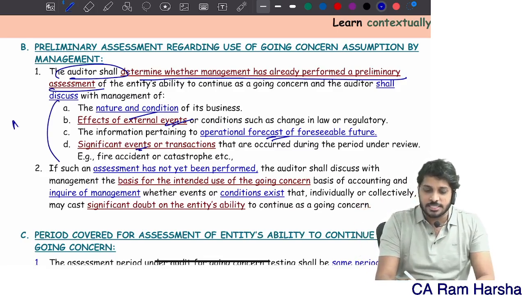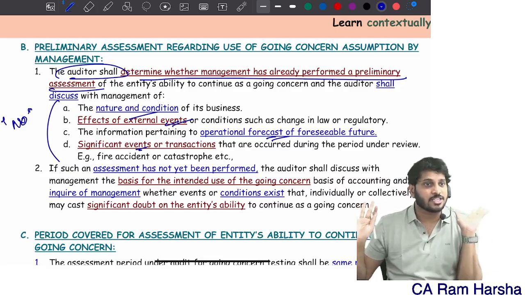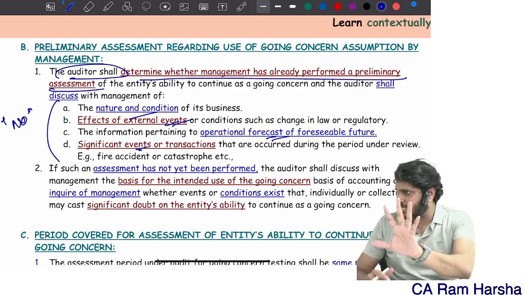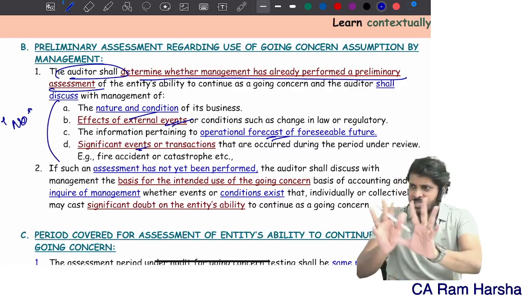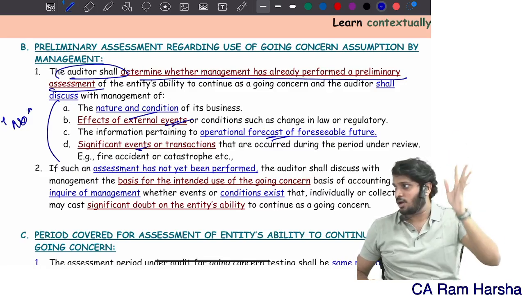If in all these cases the answer is no, and no events and conditions are identified, the auditor will also verify whether management did this assessment. He will just verify the workings, directly proceed, and give an unqualified opinion with respect to going concern.